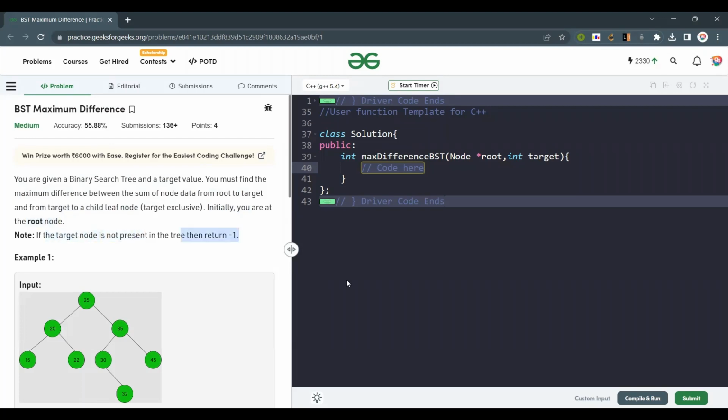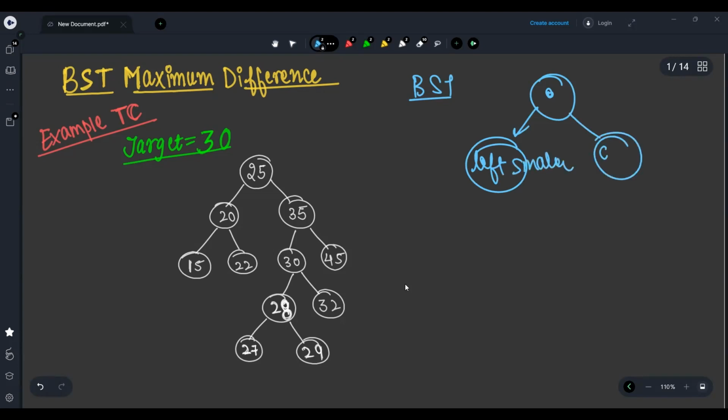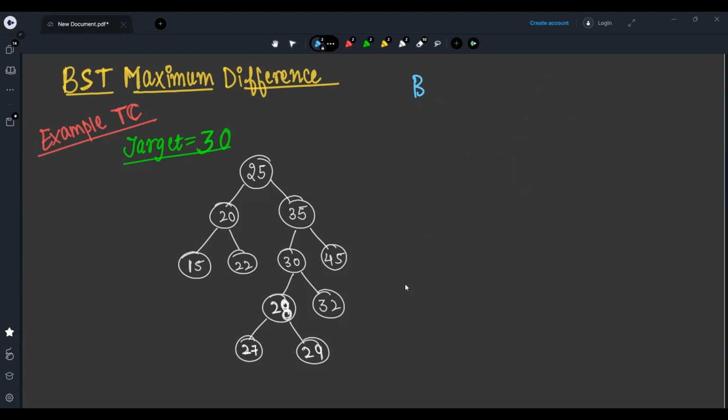So let's discuss the question. Here we are given the target 30 and a BST. What is the property of BST? As we know, for a given node, all nodes on the left are smaller and all nodes on the right are greater. Similarly, at this node, all nodes are smaller and all nodes are greater. This is the property of BST. We already know that. We will use the BST later on, but let's first understand what the question is saying.